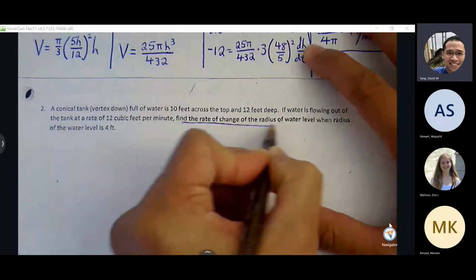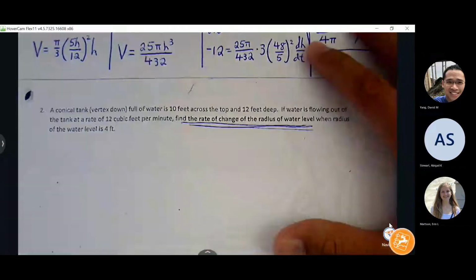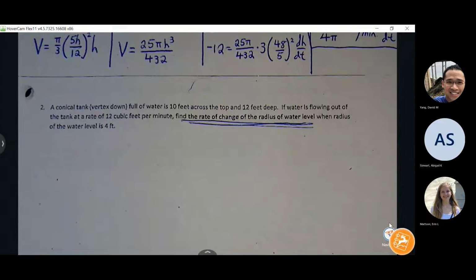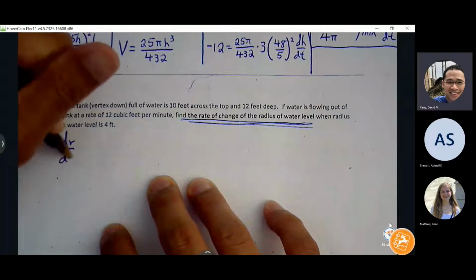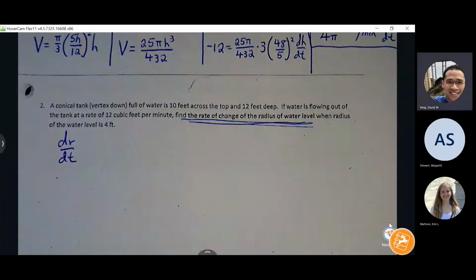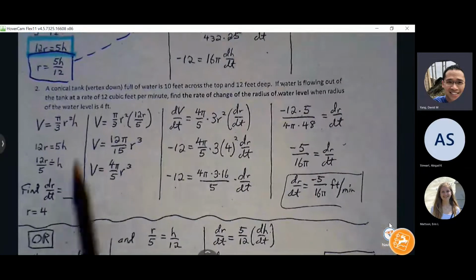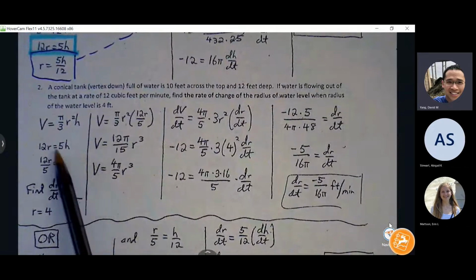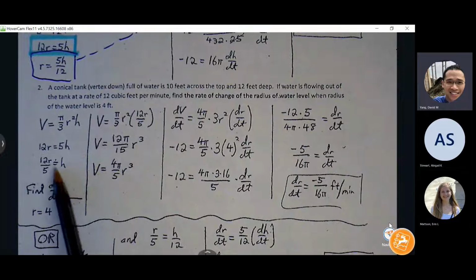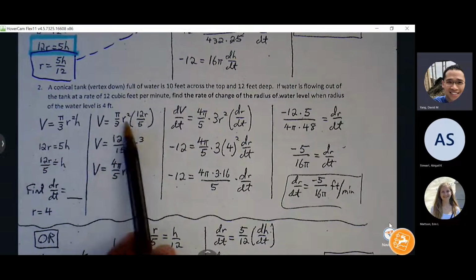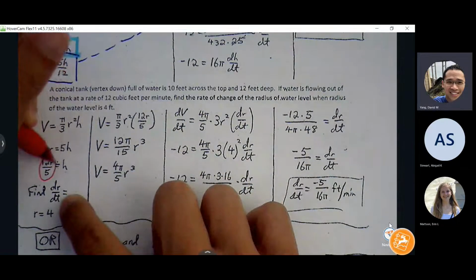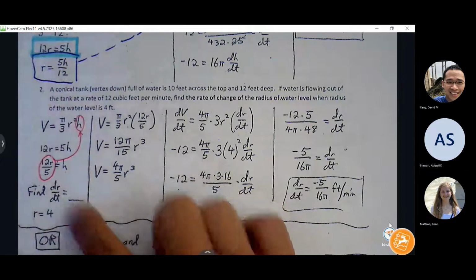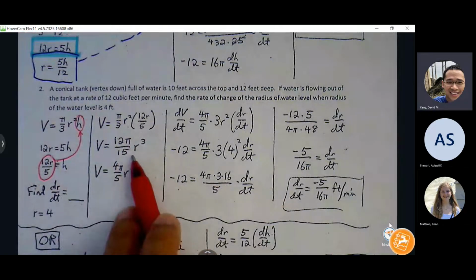So what's different here? What variable are we looking for? Yeah, we're looking for dr/dt. Okay, dr/dt. So what we could do is we could start from scratch. Let me just show you what that looks like. We could, instead of solving for r, we could start for h, find a replacement for h, insert that h, replace that h with 12r over 5. And we could get everything in terms of r, which is perfectly fine.